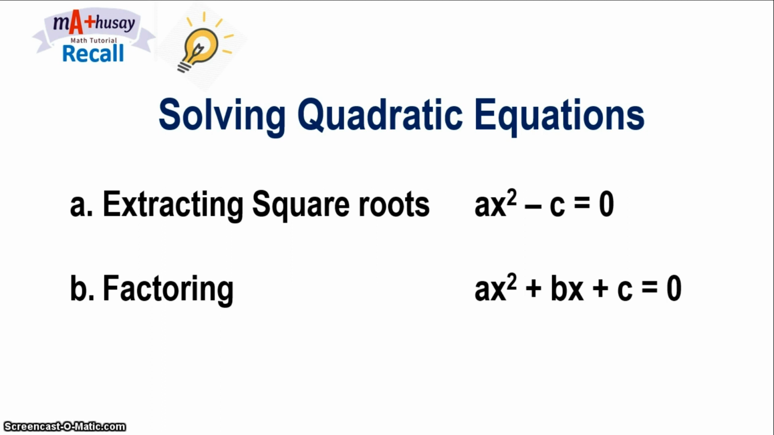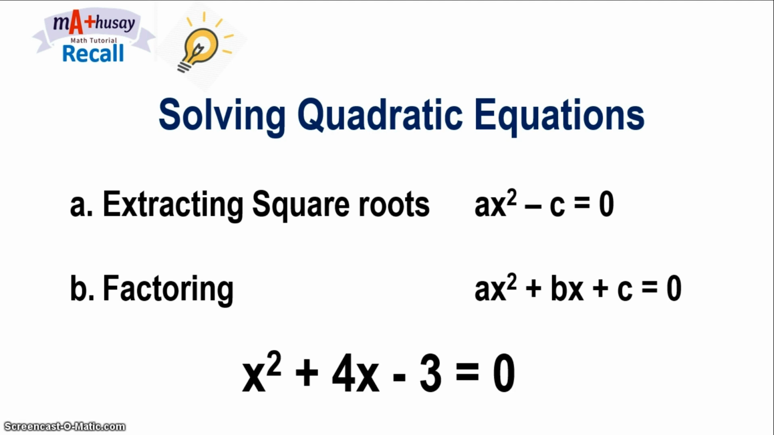Now, let's consider this quadratic equation: x squared plus 4x minus 3 equals 0. Can you factor it? In this case, we cannot solve it by factoring, and we have to use completing the square in order to solve for x.